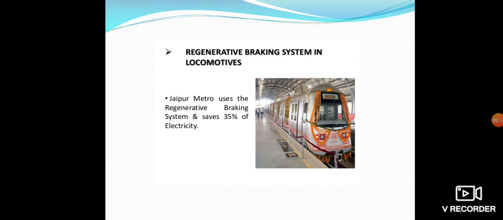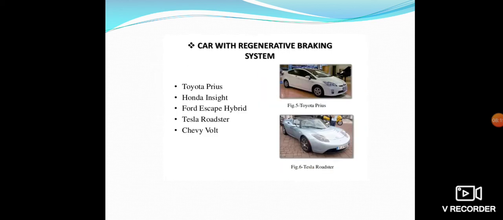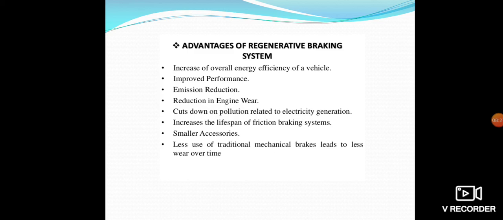The regenerative brake system is also used in locomotive trains, basically in metros and some other trains, and it is also used in cars. Some examples are Toyota cars, Honda cars, Ford, and others. Advantages of the regenerative brake system: it increases the energy efficiency of vehicles, it also increases the performance of the vehicles, and it reduces emissions with the reduction in engine wear. Due to the reduction in engine wear, the lifetime of the vehicle increases.